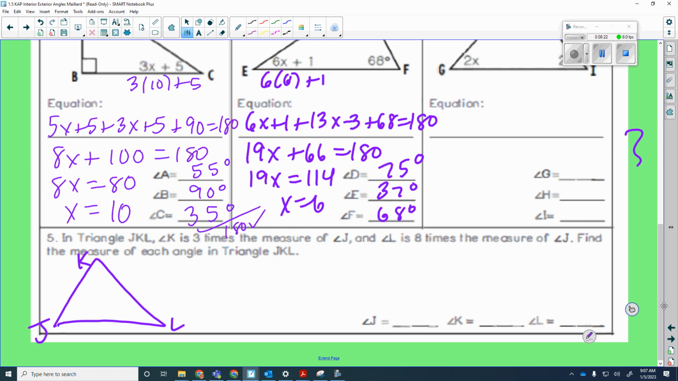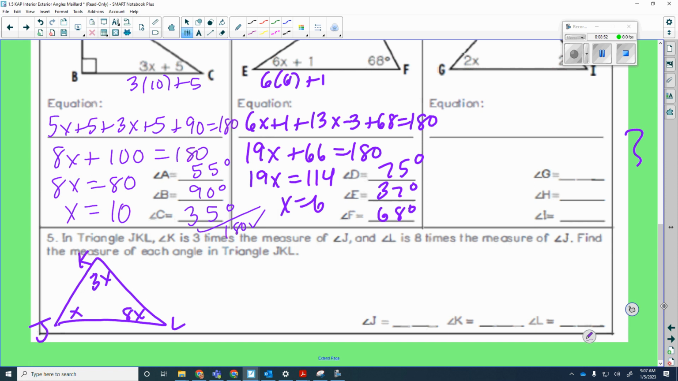Okay? K is 3 times the measure of J. L is 8 times the measure of J. Do we know what J is? So what are we going to put for J? X. And K is 3 times that. So what are you going to put there? 3x. L is 8 times. There we go. See, once we drew a picture, now is it a lot easier?